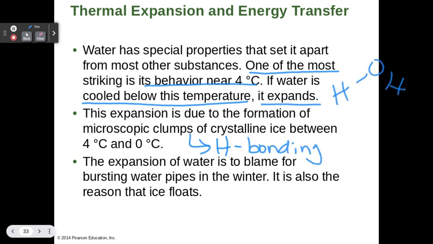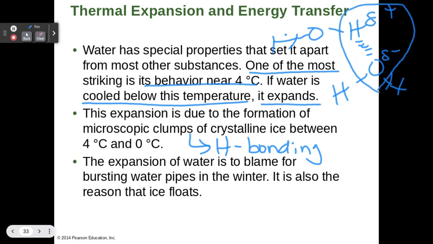So here's a water molecule. Here's another water molecule. So this hydrogen has a partial positive charge. That's a partial negative charge. They are attracted to each other. Okay. And when they cool down, they are able to move closer together, and that hydrogen bonding becomes stronger. And so they don't line up side by side because that attraction between the positives and negatives keeps them a little bit at a distance because that attraction is so strong, and it makes them expand rather than contract.